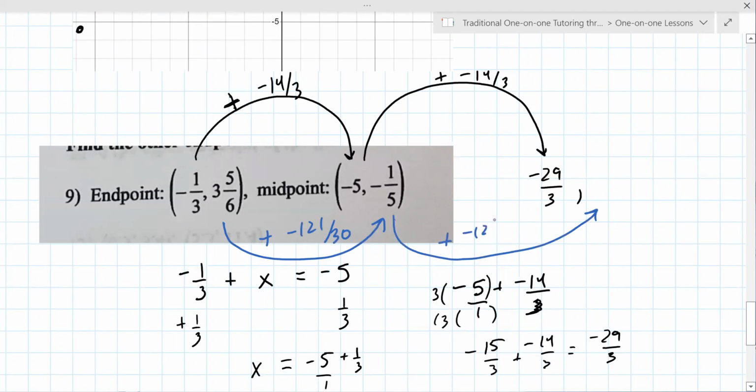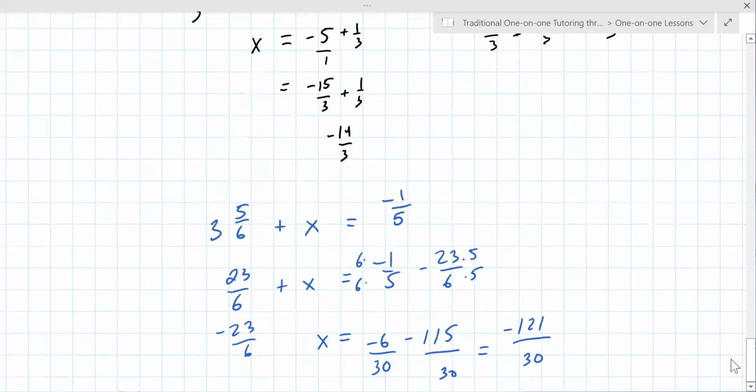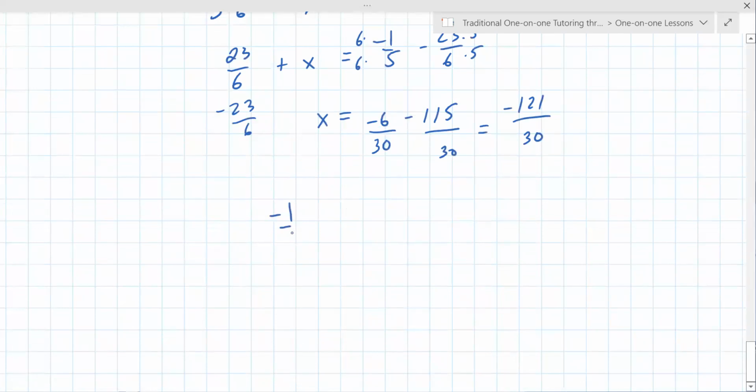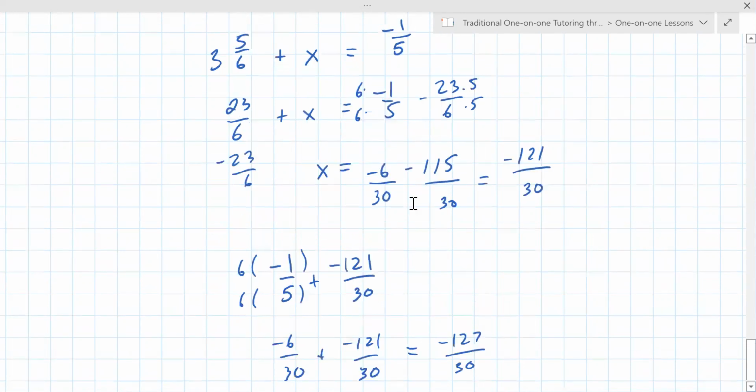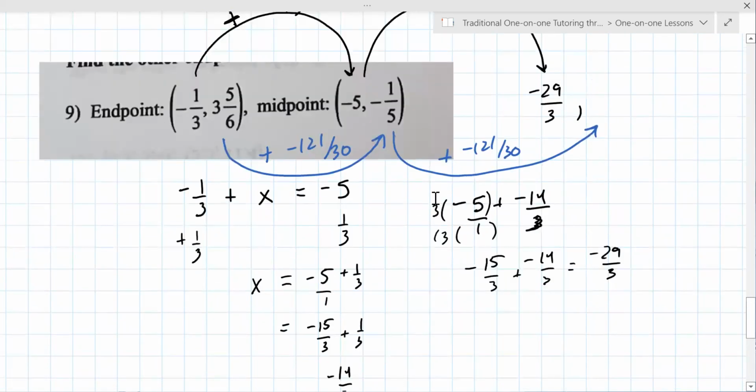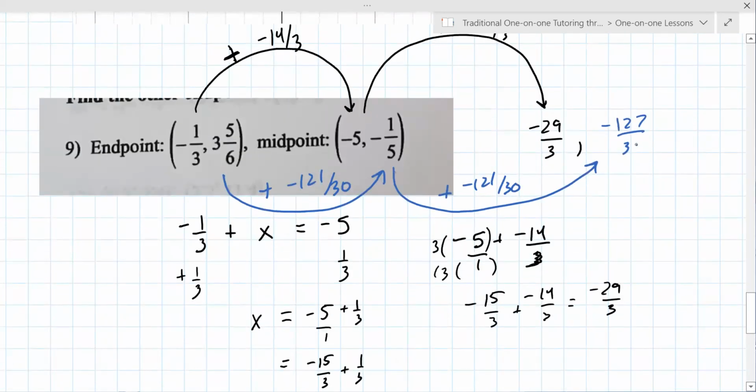You have to add -121/30 to the -1/5. Okay, so we'll do that down here. -1/5 plus -121/30. Multiply the top and bottom by 6. -6/30 plus -121/30 is -127/30. So that is your other value. That's your other endpoint there.